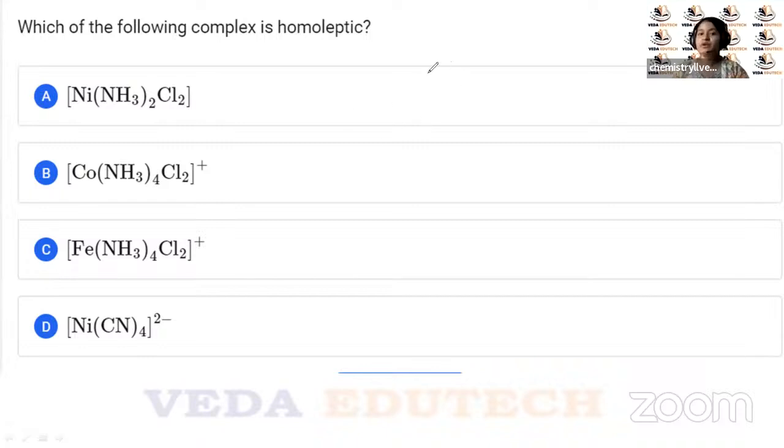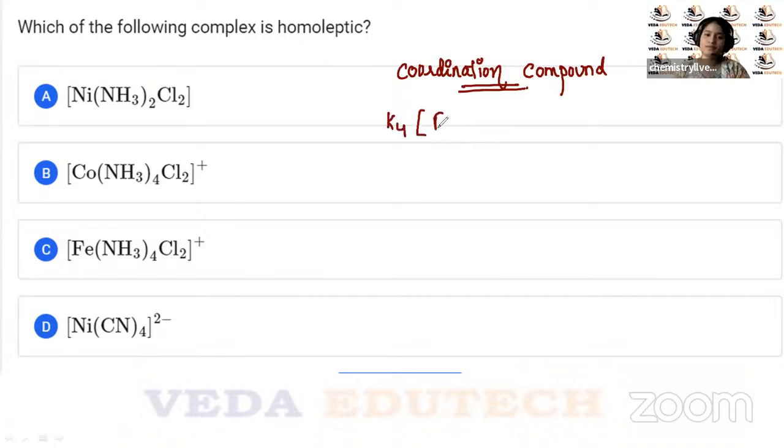So talking about coordination compound, okay, so this is a coordination compound. So what is the difference between a coordination compound and a double salt? First we'll see that.